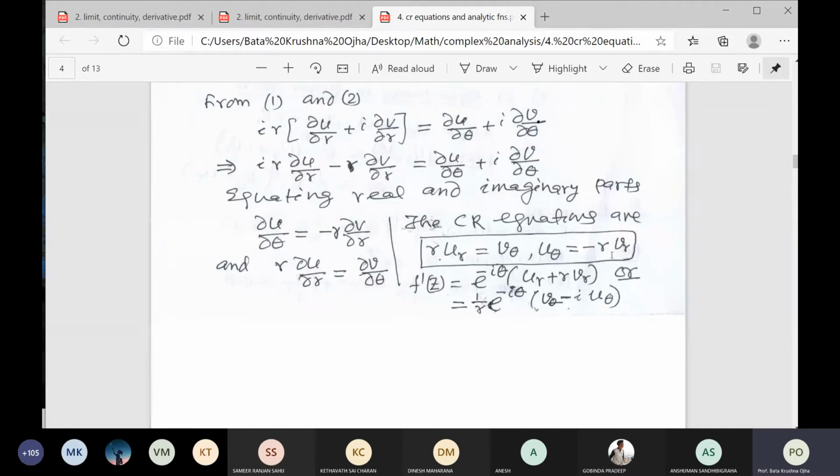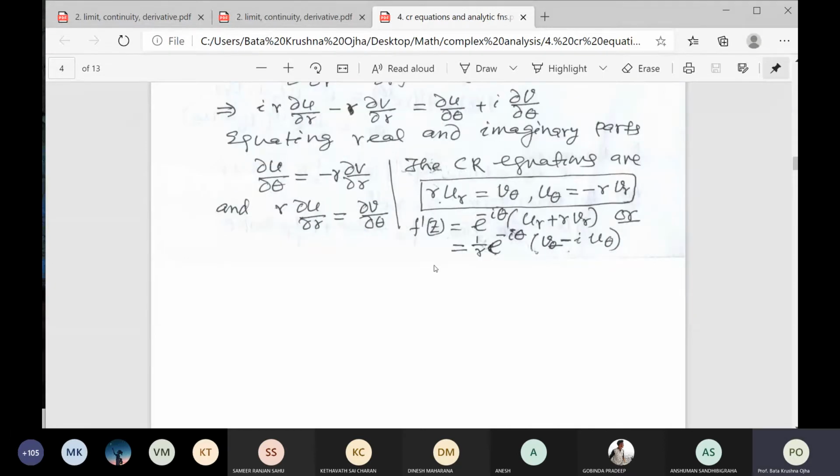You have to remember this. So f dash z, what is f dash z? f dash z is equal to, this is the formula, e to the power minus i theta, because we already know that in rectangular form, e to the power minus i theta (u_r plus i v_r), and the other form with 1 by r. These two forms I have written here.